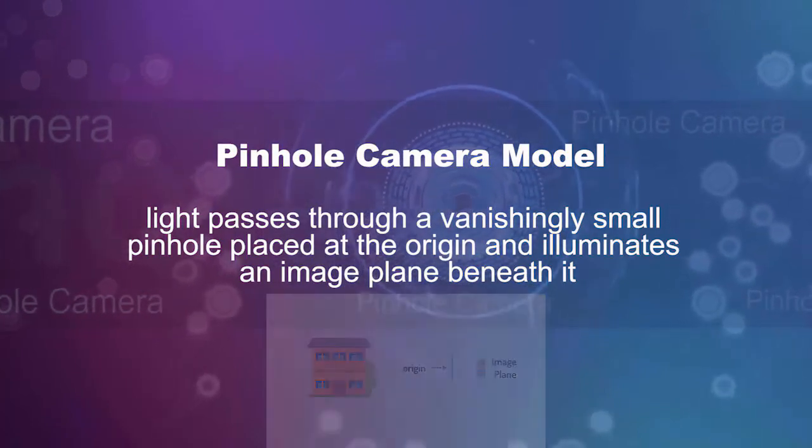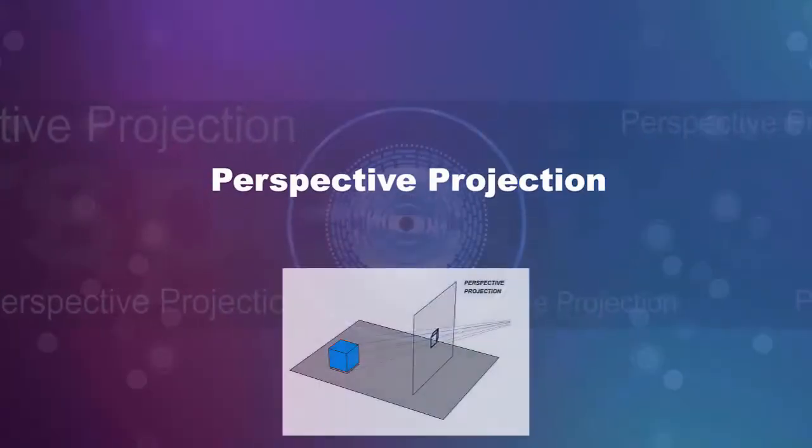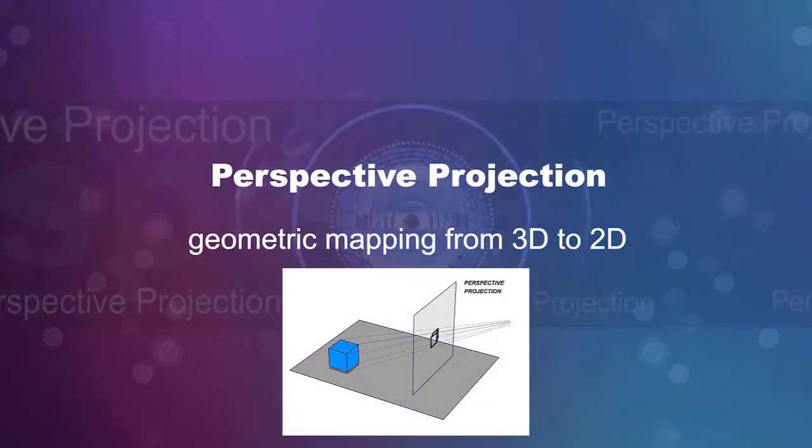The images formed on the image plane follow the laws of projective geometry. When using a pinhole camera model, this geometric mapping from 3D to 2D is called perspective projection. Clearly, we are losing the depth dimension of the scene in these projected 2D images.